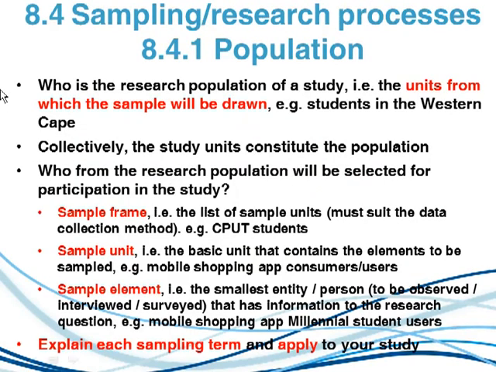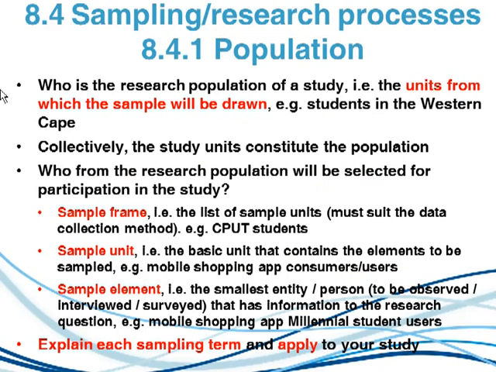Sampling, so the population is the research population, e.g. units from which the sample will be drawn. So in my student's case, it is students in the Western Cape that he's looking at. Who from the research population will be selected? So now you can break it down further.